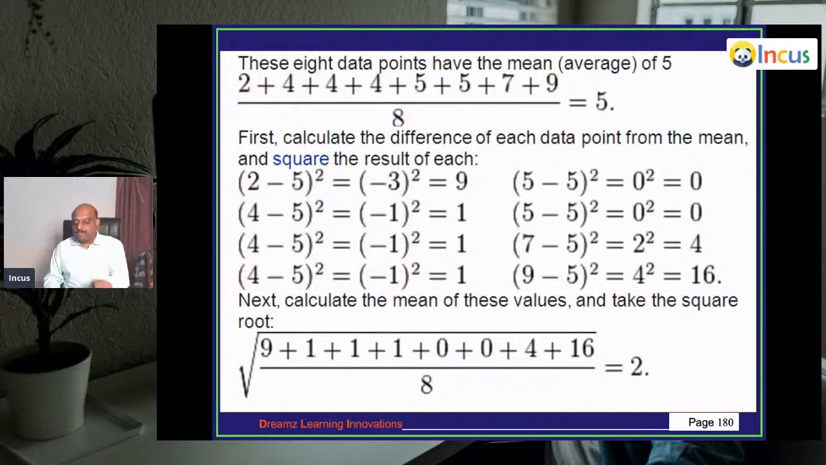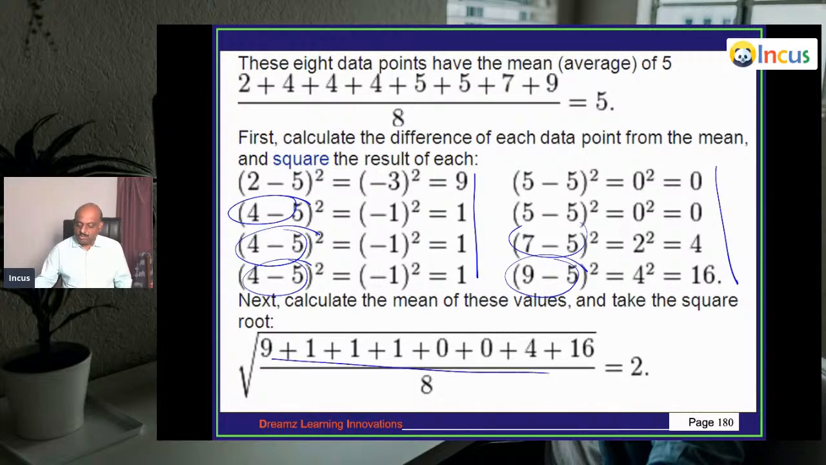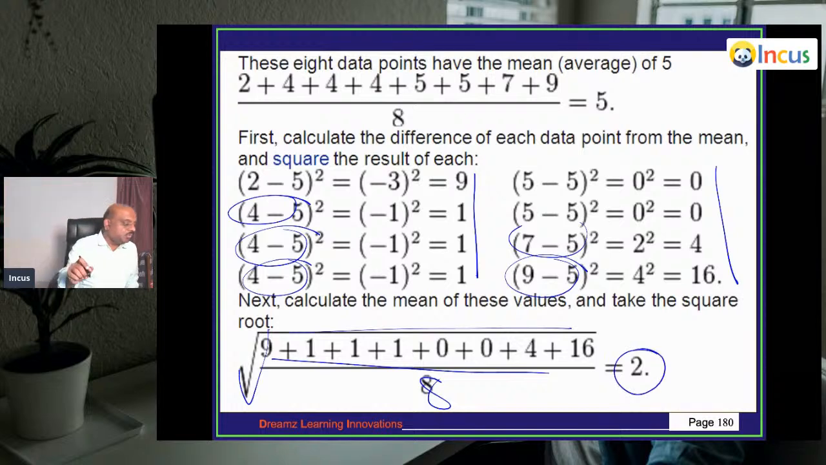First add all these values, divide by 8 and that will give you the average. Then from every value you subtract that average. 2 minus 5 whole square. 4 minus 5 whole square. 7 minus 5 whole square. So you got some values. You add all those values, divide by 8, take the square root of that, and that is it. 2 is the answer.